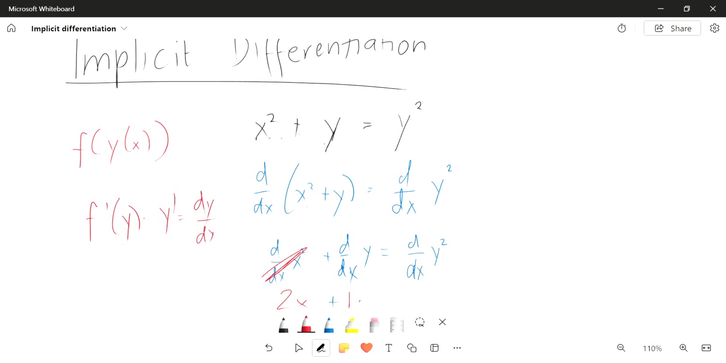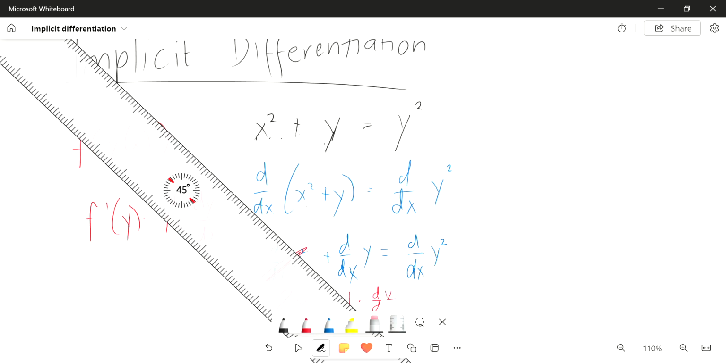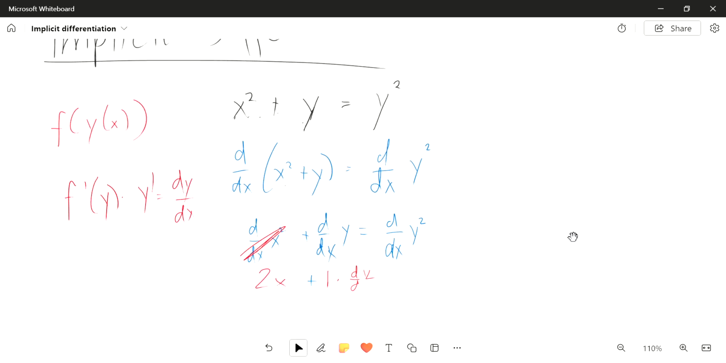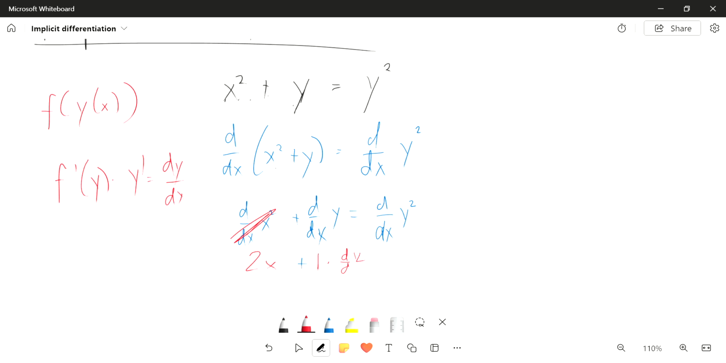Then you would add dy over dx since you have a function of y and not a function of x. That's why you're keeping dy over dx, in case I didn't already mention this. So you have dy over dx for anything that isn't actually a function of x. And that would equal the derivative of y squared with respect to y, which just becomes 2y. Then you multiply that by dy over dx.